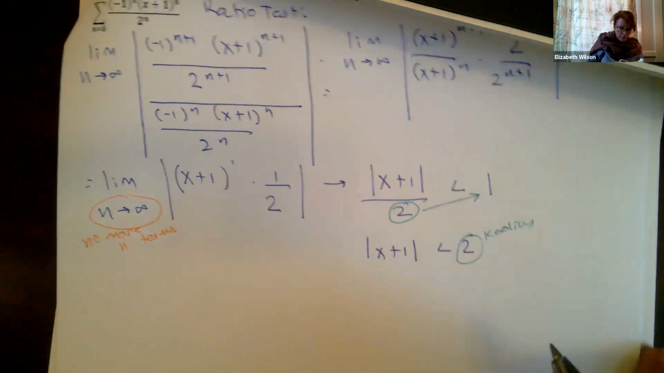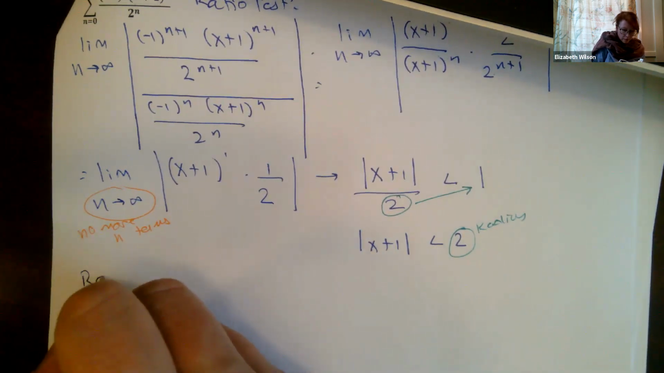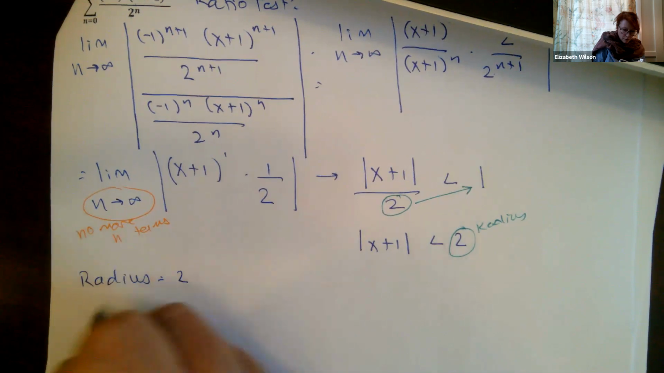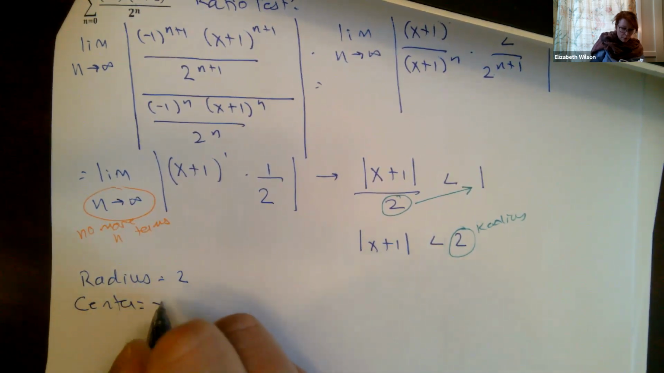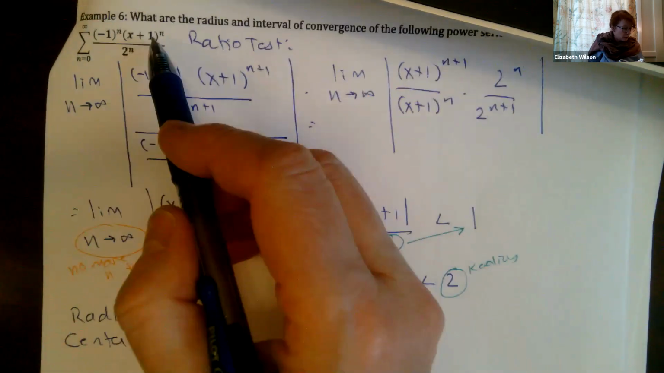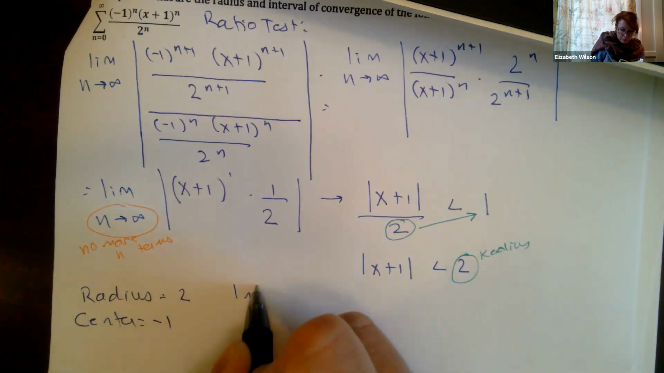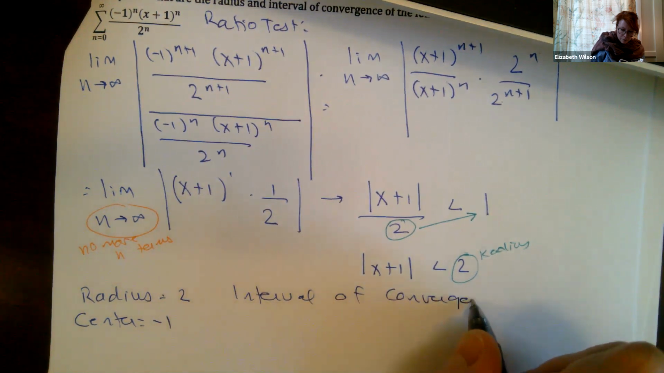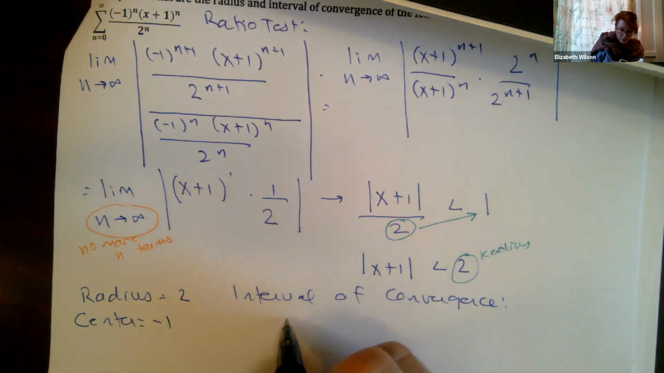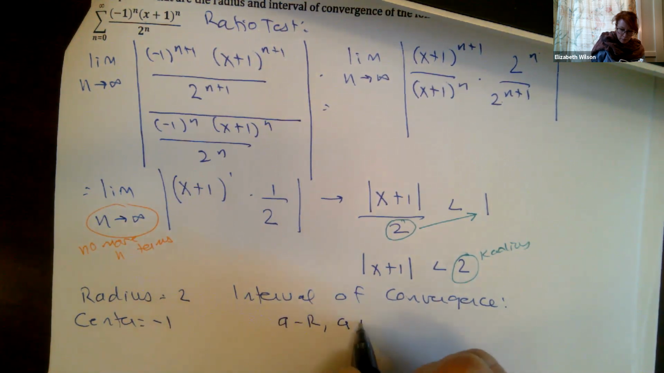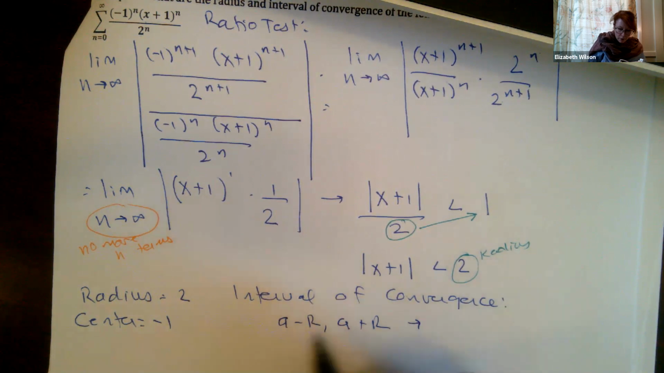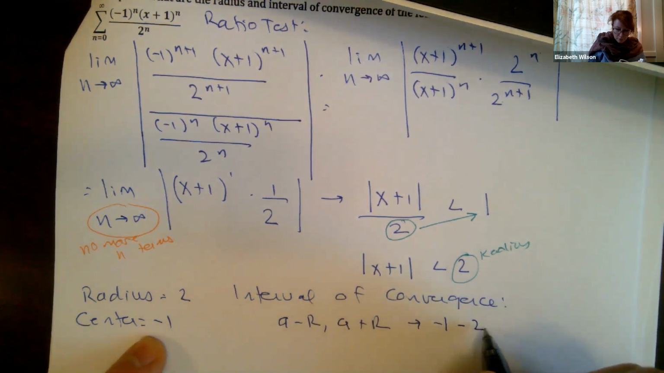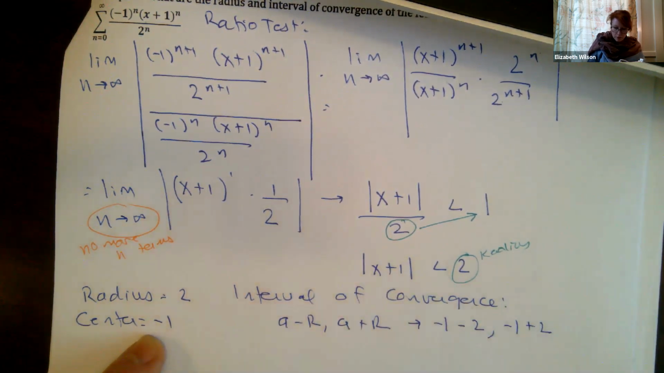So let's summarize this stuff. So I'm going to go radius equals 2. My center equals minus 1, right? We got that from our polynomial. Now our interval of convergence, remember, is our center minus the radius, center plus the radius. So I'm going to go minus 1 minus 2, minus 1 plus 2. So this is going to be minus 3 to 1.